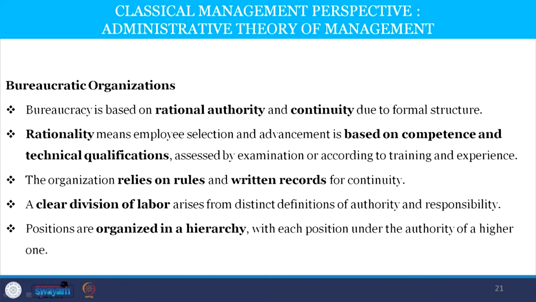He gave a term called bureaucratic organizations. Bureaucracy is based on rational authority, a rational or logical approach to management, with rational authority and continuity due to formal structure. He proposed that an organization should have a formal structure and arrangement of tasks. Rationality means employee selection and advancement is based on their competence and technical qualification. What was proposed by scientific management has also been adopted by the bureaucratic organizations.